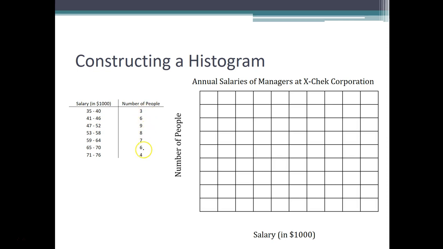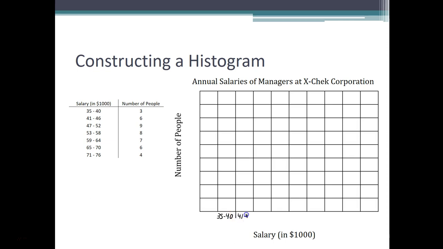And over here are our frequencies. How many people make salaries within that range? 3 people make salaries from $35,000 to $40,000. 7 people make salaries from $59,000 to $64,000. So this frequency distribution is telling us our info. So what we're going to do over here is draw bars to represent each of those classes.